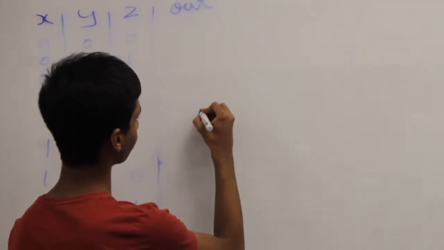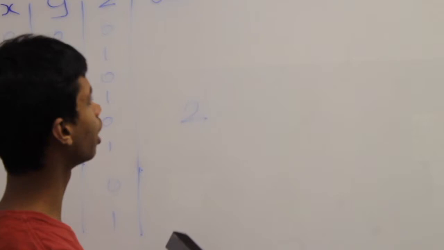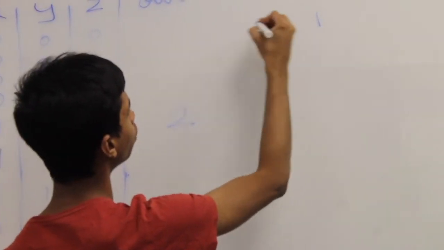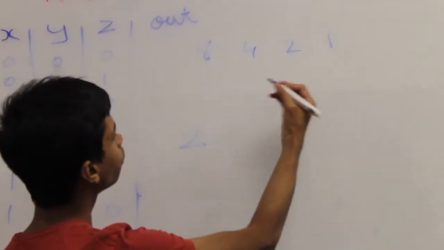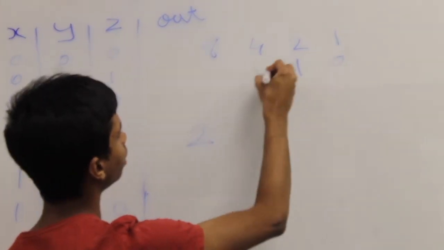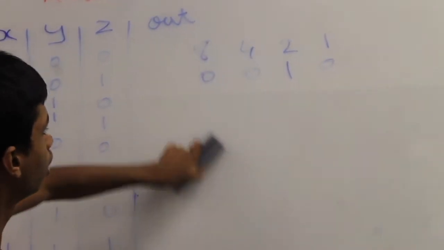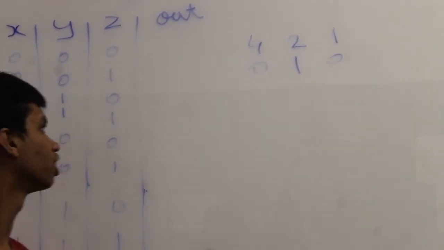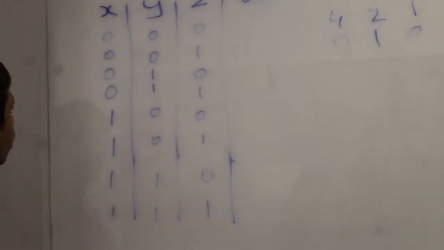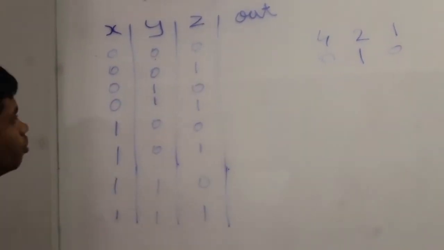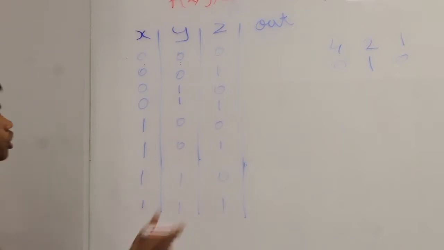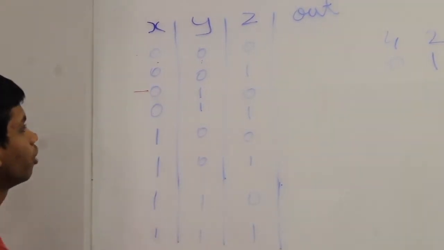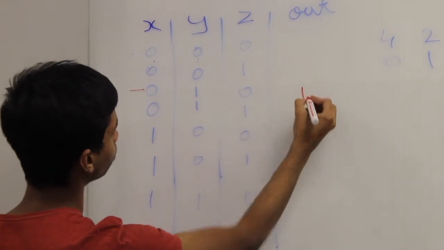We have the number 2. Now to find the binary value, let's write the numbers 1, 2, 4, 8. Now the binary value of 2 will be 0, 1, 0. So here we found the binary value of 2, which is 0, 1, 0. Now we will see where is 0, 1, 0 in this truth table. Here there are 0, 0, 0, so this is not equal to 0, 1, 0. So 0, 1, 0 is here, so we will write 1 in the output.